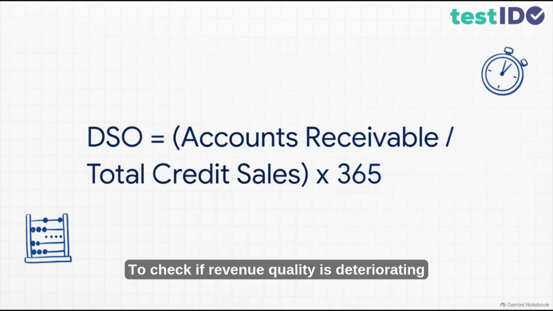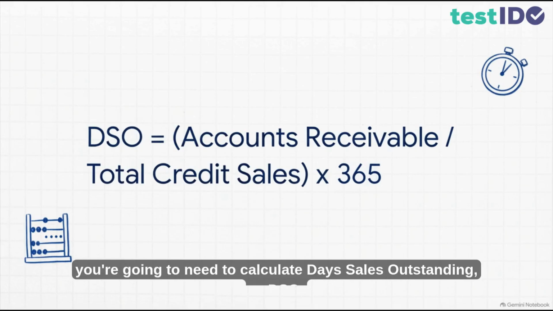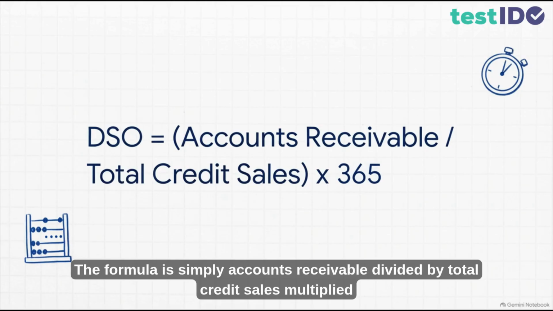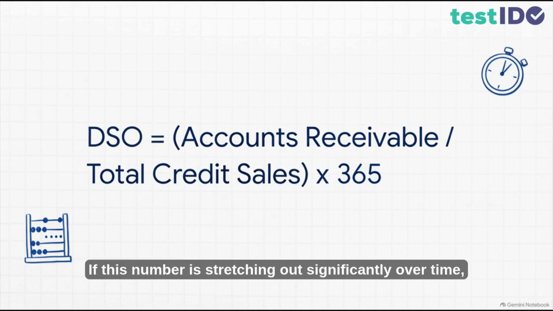To check if revenue quality is deteriorating because of those loose credit terms or aggressive recognition, you're going to need to calculate days sales outstanding, or DSO. The formula is simply accounts receivable divided by total credit sales multiplied by 365. Now, think about it. If this number is stretching out significantly over time, that cash isn't coming in the door, and the true quality of that revenue is dropping fast.